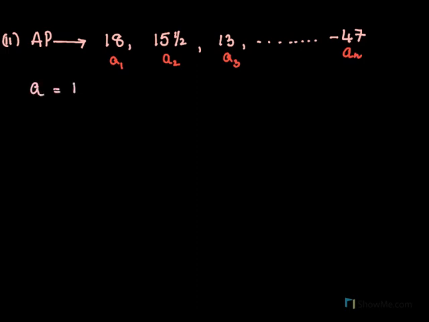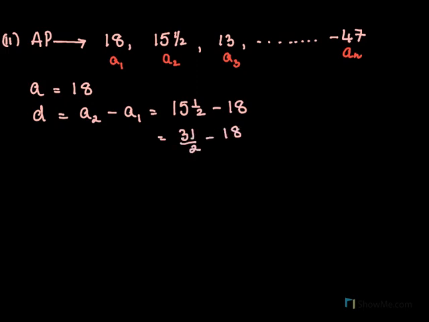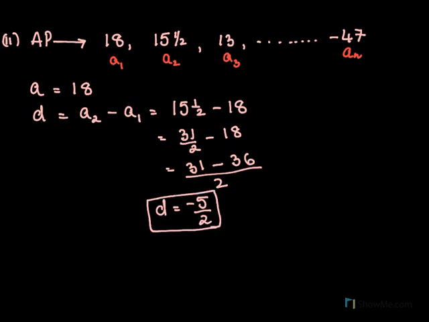So your A equal to 18. Now to find the D, it is A2 minus A1. A2 is 15 and a half minus 18. So 15 and a half will be 15 into 2 is 30, 31 by 2, minus 18. So we take the LCM here, 31 minus 36 over 2. And this is minus 5 by 2. So your D is minus 5 by 2. This is important. Your A is 18.